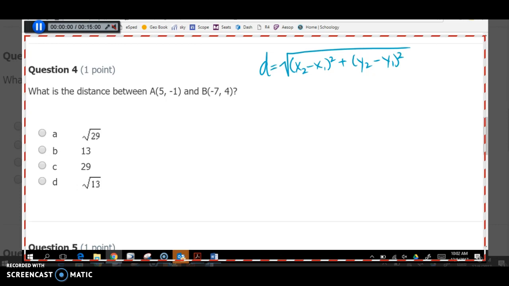Okay, and your 2 points are given in the problem, A and B, so this would be x1, y1, and x2, y2. From here you just substitute in. So the distance equals the square root of x2, which we wrote above, the -7, so -7 minus x1 of 5 squared plus y2 would be 4 minus a -1 squared.